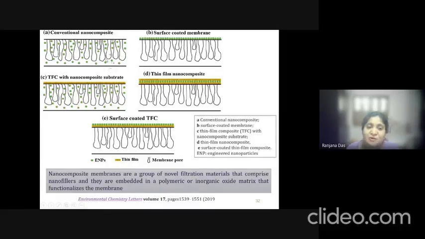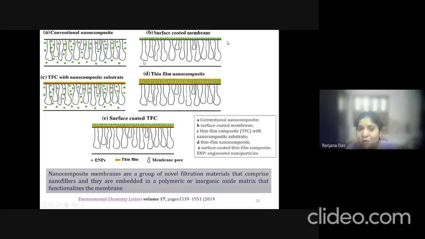Then the next modification: why are we distributing this in the bulk, why are we not considering it for coating? Because if it is used as a coating, that means better contact of the contaminant with the nanomaterials. Here, the probability of contact with the nanomaterial is much less. But if it is coated on the membrane surface, then obviously there is better contact. So the second option is the surface coated membrane, where the nanomaterials are coated on the membrane surface.